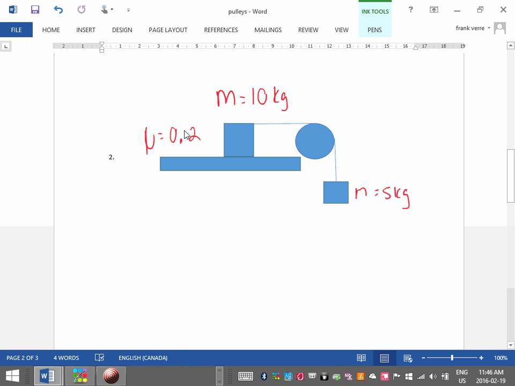Alright, and we want to calculate, again, same idea, net force, net acceleration, and tension. Okay? So a pulley system. So we're going to assume, again, the pulley is frictionless, and the string is massless. Okay?